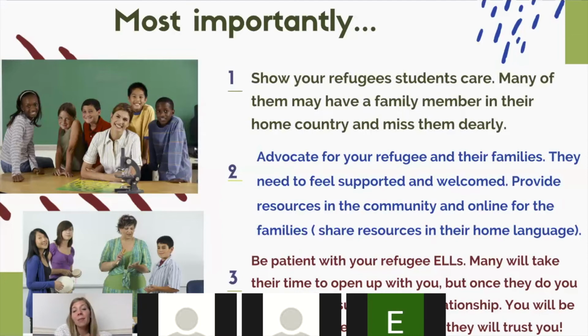And then last is to be patient with your refugee ELLs. Many will take their time to open up with you, but once they do, you will establish such a strong relationship. You'll be their favorite teacher because they will trust you. They know that you are for them, that you love them, that you welcome them, and that will make a lasting impact on them for their life.